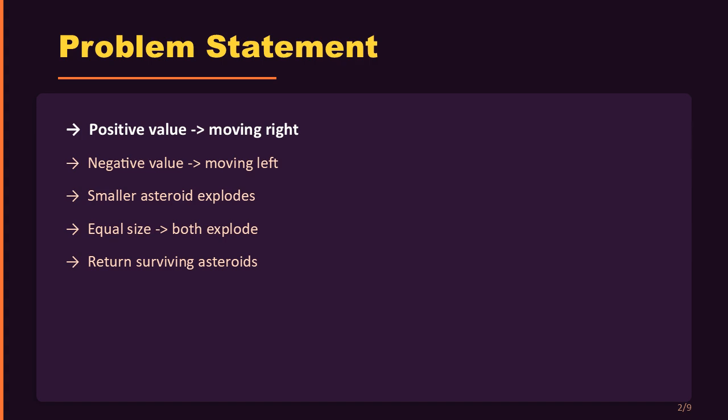Positive values move to the right. Negative values move to the left. When two asteroids collide, the one with smaller absolute value explodes. If sizes are equal, both explode. Return the asteroids that survive.